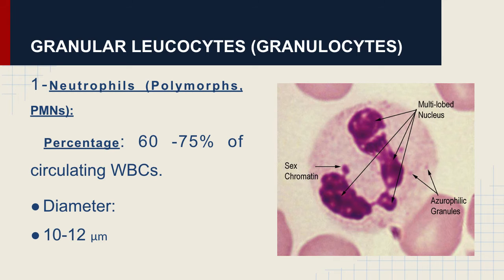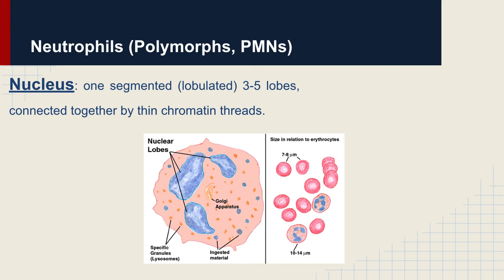12 microns. It is characterized by the shape of the nucleus. It is one nucleus, but it is segmented or lobulated, formed of 3 to 5 lobes, and each lobe is connected to the neighboring lobe by a thin chromatin thread. So it is segmented, connected by thin chromatin thread. From here, it can develop another name: polymorphonuclear leukocytes. Polymorph means nucleus with different shapes.